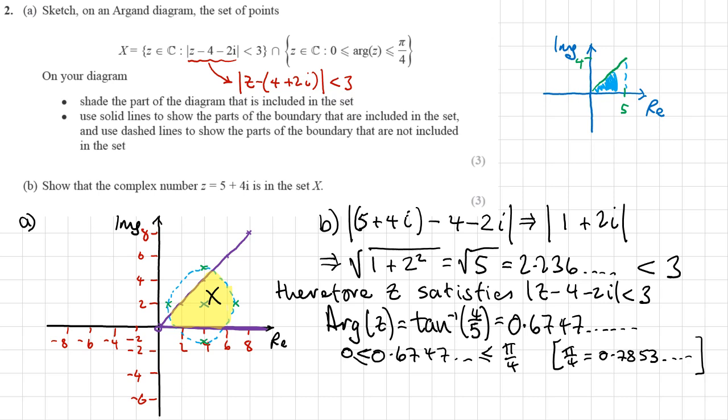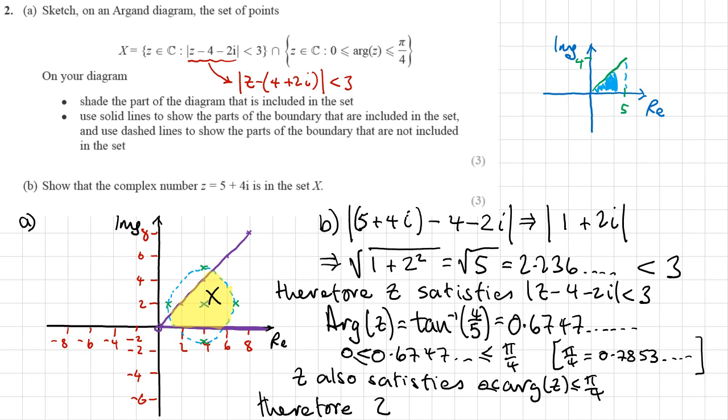So z also satisfies its argument being between 0 and pi over 4, and then we can finish off by saying therefore z is in the set X.